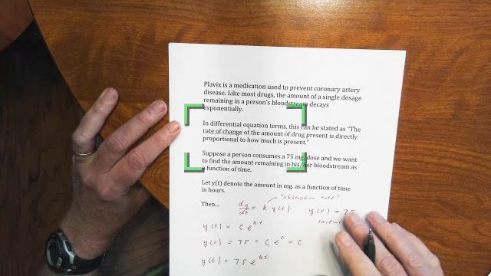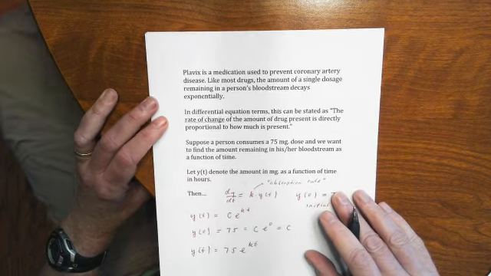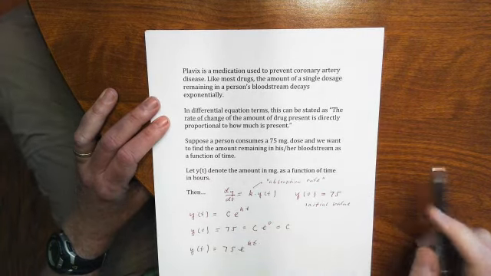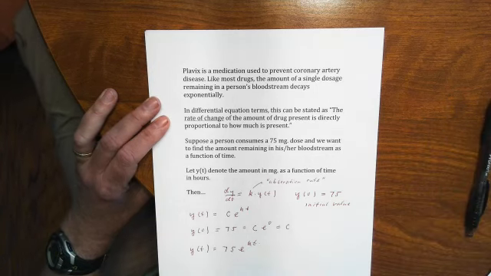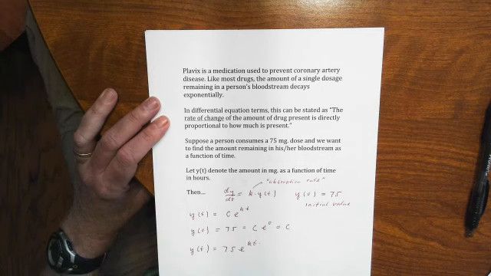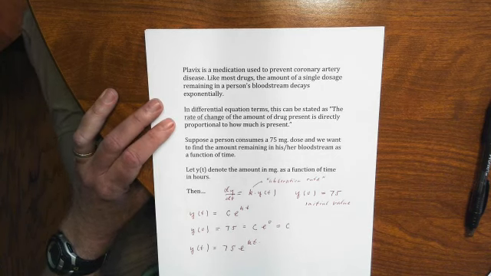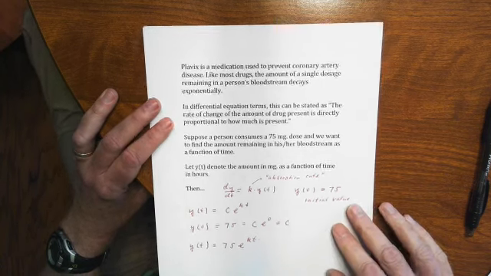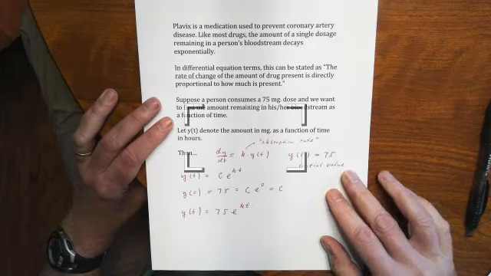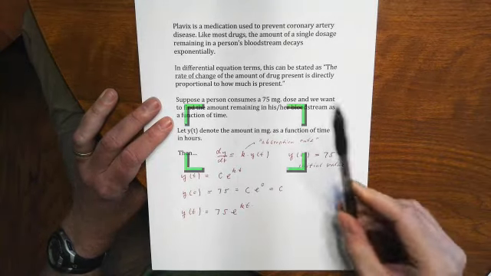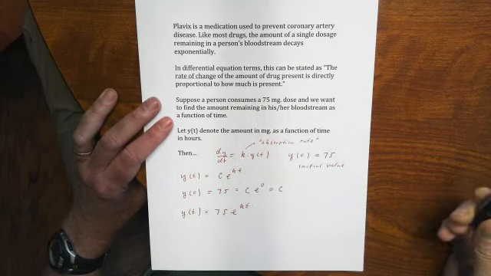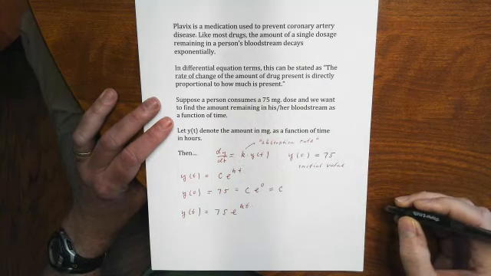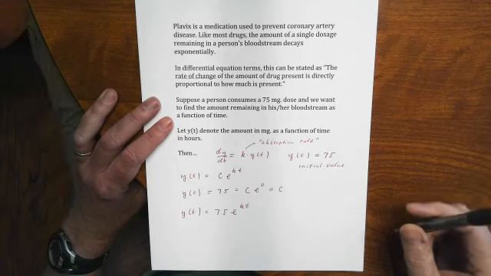Now, differential equations have a variety of applications, and let's consider one of the simplest. Plavix is a medication used to prevent coronary artery disease. Like most drugs, the amount of a single dose remaining in a person's bloodstream decays exponentially. In calculus terms, or in differential equations terms, this can be stated by saying the rate of change of the amount of drug present is directly proportional to how much is present.